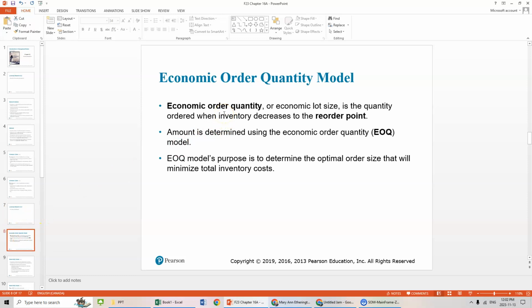The economic order quantity, EOQ, is the quantity ordered when inventory decreases to the reorder point. During the business cycle, at the beginning, you're going to have all your inventory. You're going to use up that inventory as you make the product that you're selling. There's going to come a point in time at which you need to reorder to ensure that you do not run out of supplies needed to make your finished product. So we're going to look at the economic order quantity, when you should reorder the product, and how often we're going to make that purchase.